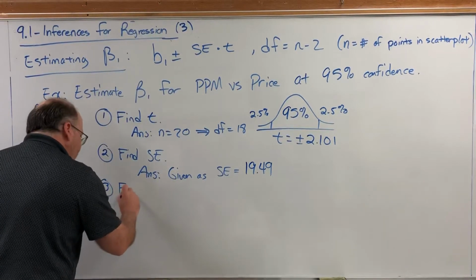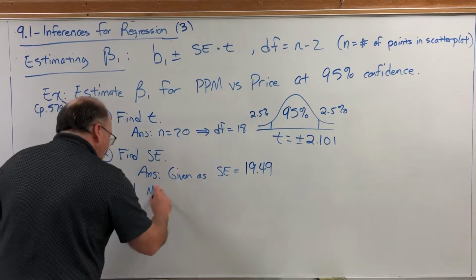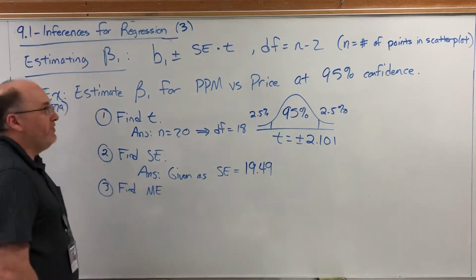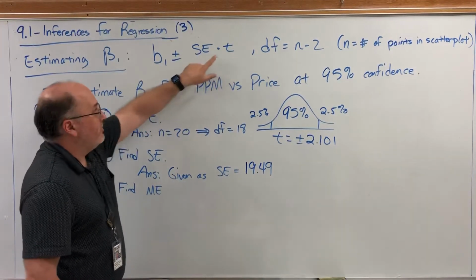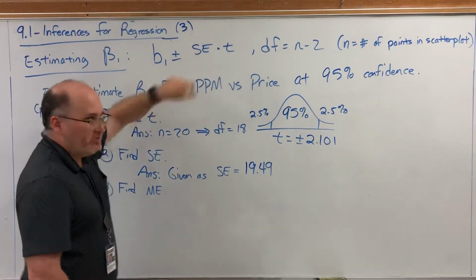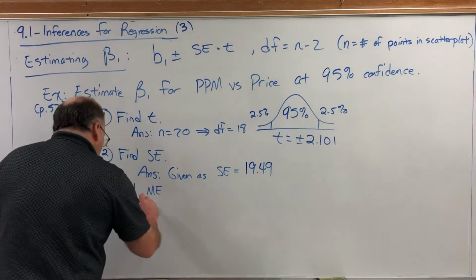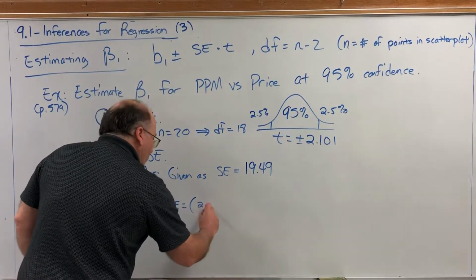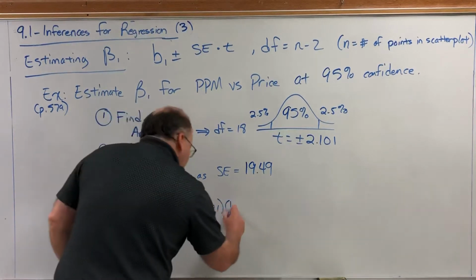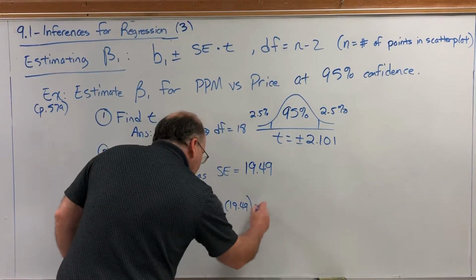Next step in the confidence interval is to find the margin of error. And even though I didn't give you the formula for it, you should know by now it's the product of the first two values, the t times the standard error. So our margin of error is going to be 2.101 times 19.49.